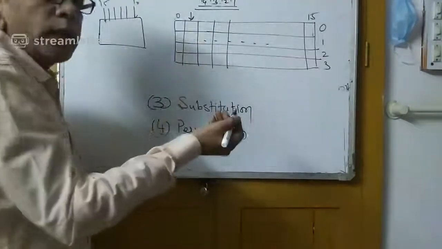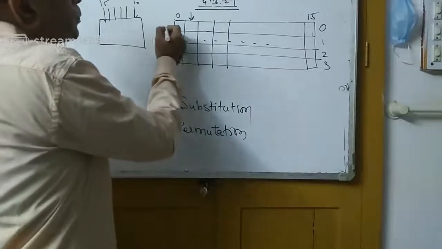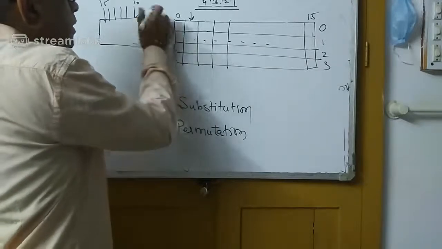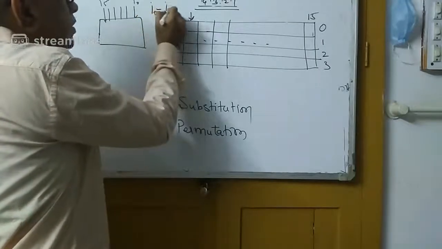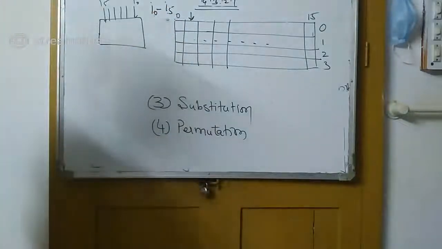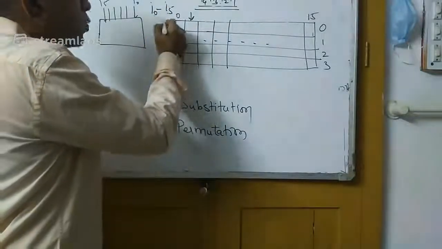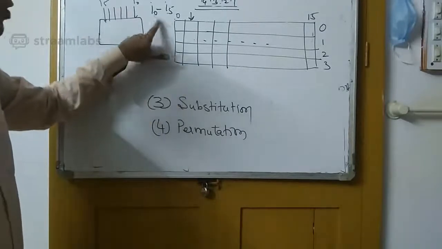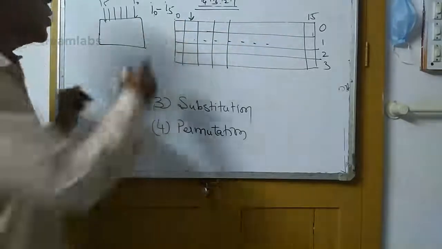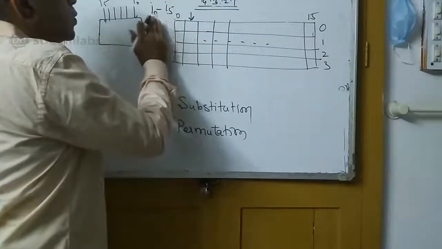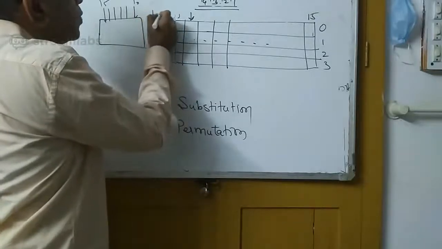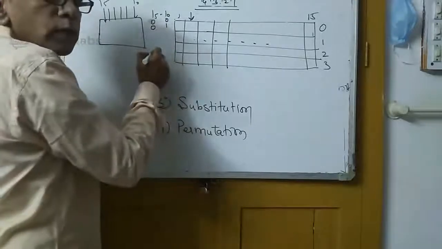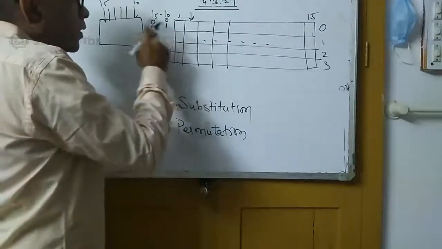Next, the remaining 2 bits, I0 and I5, the first bit and last bit, the LSB and MSB, will be used to identify the rows. There are only 4 rows, so 2 bits are enough to identify a specific row. 00 will indicate the 0th row. So I'll write it like this: I5 I0, 00 will identify the first row, and 10 is for the second row.